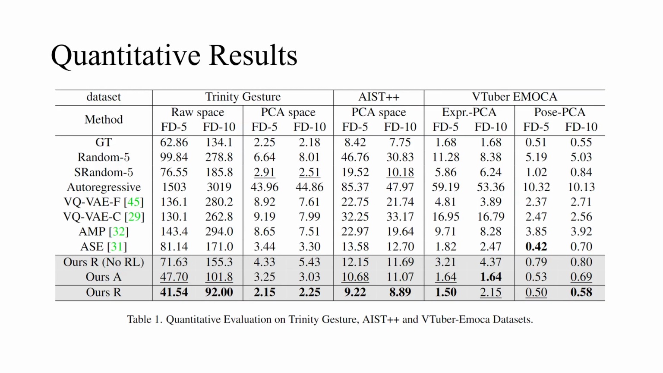This is a table of quantitative evaluation on 3 datasets, namely the Trinity Gesture, ARST++, and VTuber. Our method achieves the best performance among all the algorithms. The autoregressive algorithm completely fails, since it drops into a fixed point very quickly. Both frame-level and clip-level VQ-VAEs suffer from poor performance because they cannot produce diverse trajectories. Using reinforcement learning clearly upgrades the performance, since it considers the long-term quality.